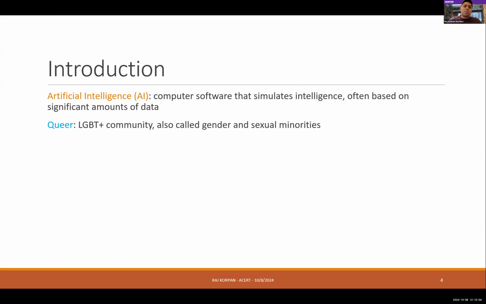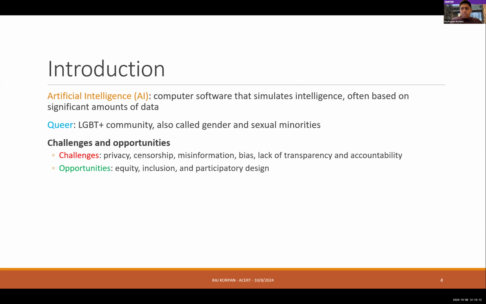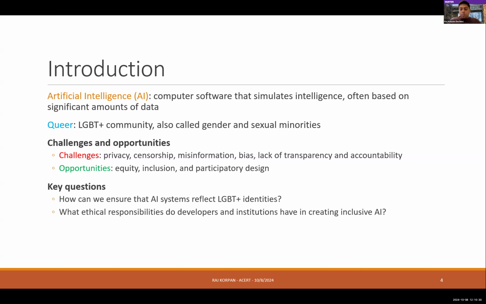And in this case study, I'm going to be particularly talking about how AI affects the queer community, also known as the LGBT plus community. What are the challenges that this community and other marginalized communities face when AI is deployed in the real world? Things like privacy, censorship, bias, lack of transparency, but there are also opportunities to use AI to benefit marginalized communities as well. What I'm going to cover in this first piece is how we can ensure AI systems reflect LGBT plus identities, and what the ethical responsibilities are for developers and institutions.